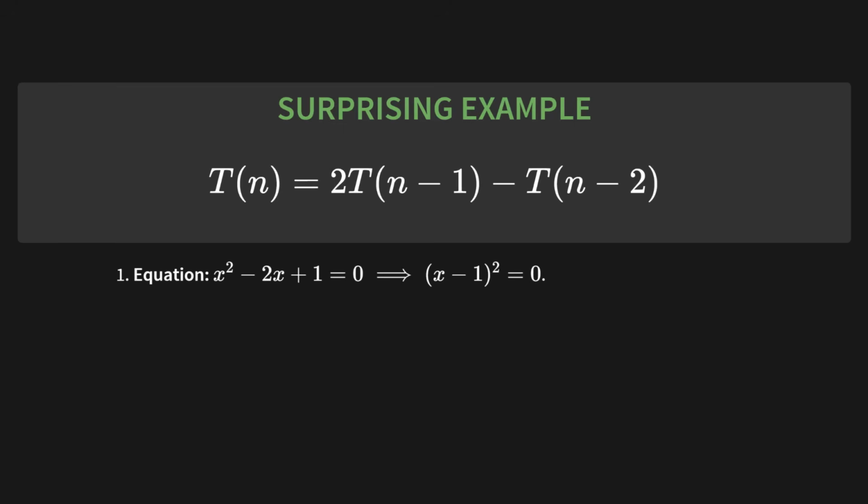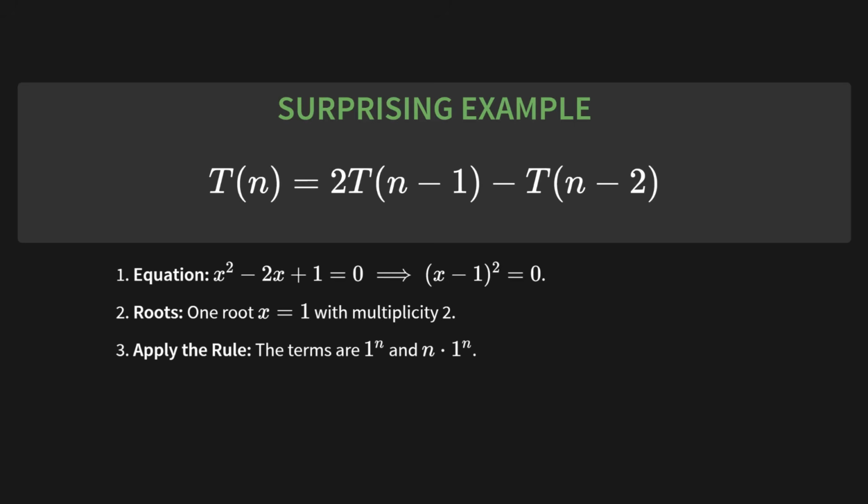x squared minus 2x plus 1 equals 0. That factors to x minus 1 squared equals 0. Step 2, the roots. We have one root, x equals 1, with a multiplicity of 2. Step 3, apply the rule. The terms are 1 to the n, and n times 1 to the n.